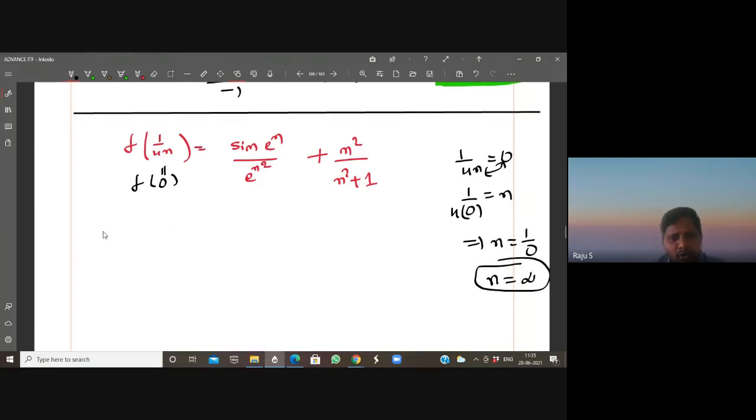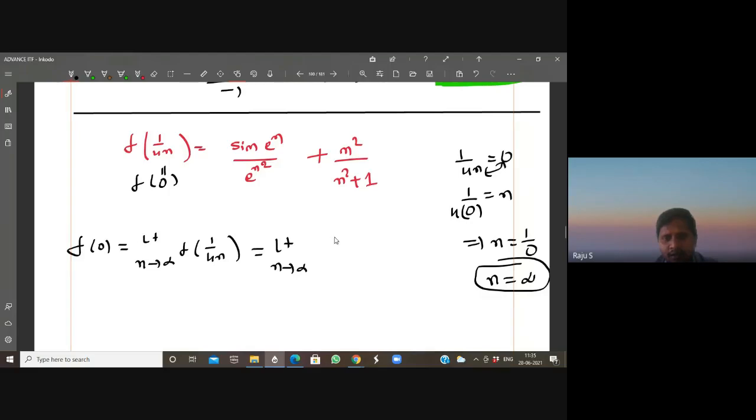So f of 0, shall I write like this? Limit n tends to infinity, f of 1 by 4n. When n really becomes infinity, f of 1 by 4n is obviously 0. 1 by 4 into infinity, 1 by infinity, is always 0. So what is f of 1 by 4n as n tends to infinity?